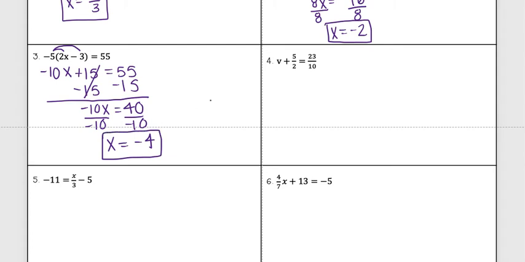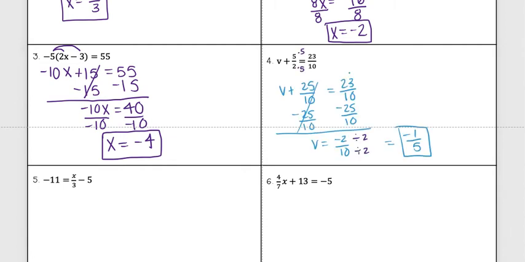Okay, so now I want you to try that very last one on your own. Give it your best shot, and then when you think you have it, pause the video and check your answer. Okay, so at the very end, you should have gotten your answer as v equaling -1/5. So this one was a little bit tricky. You had some fractions. And so the important thing to remember here is that we need a common denominator.